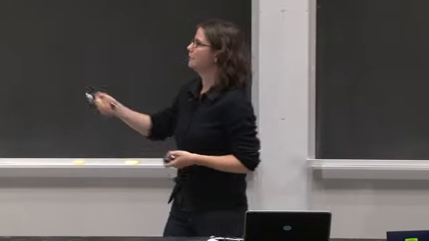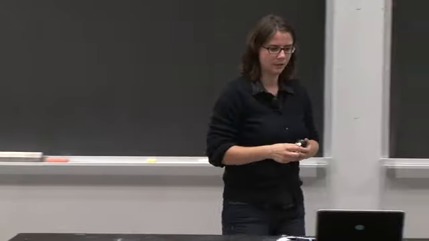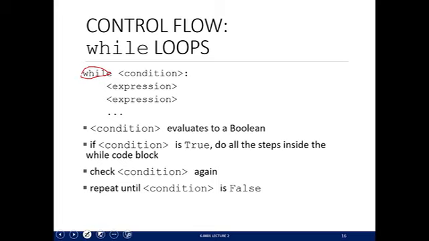Okay. So that's basically how a while loop works. We have while, that's the keyword. The condition is something that gets evaluated to true or false. And once again, we have a code block that's indented, and it tells Python, these are the expressions I want to do as long as the condition is true. So if the condition is true, you evaluate every expression in the code block. When you reach the end of the code block, you check the condition again. If it's still true, you keep doing the expressions, check it again, and so on.